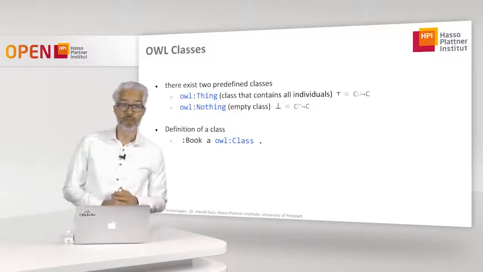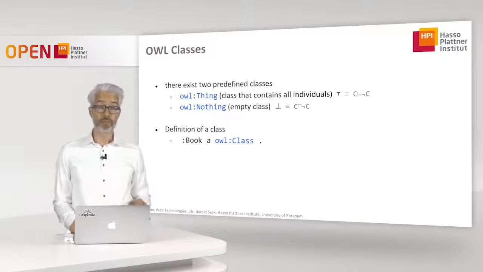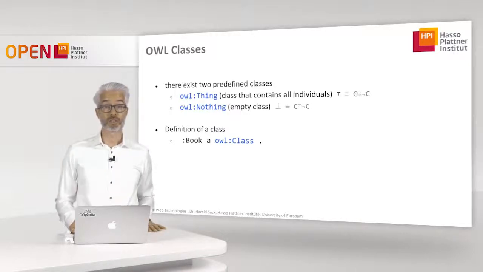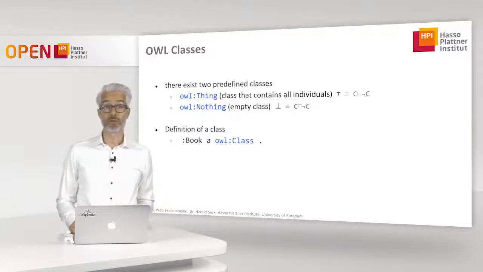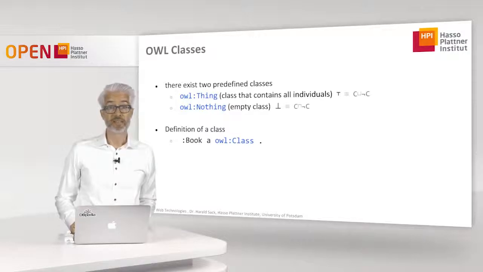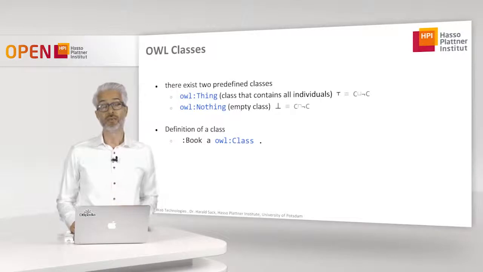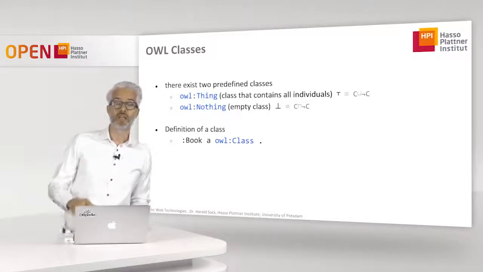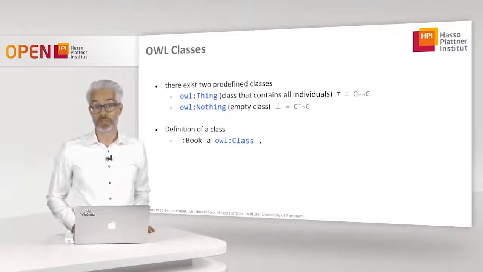First of all, there exist 2 predefined classes in OWL, and we know that already from description logic. First we have a top element and we have a bottom element. The top element in OWL syntax is called OWL thing. This is the class that contains all possible individuals. You can also define this in description logic as the top element being equivalent to the disjunction of any arbitrary class C and its negation.